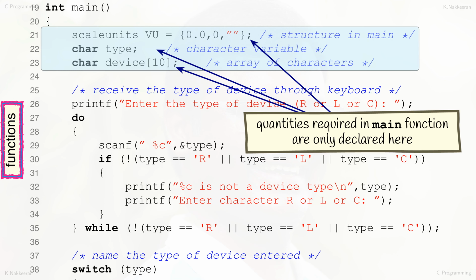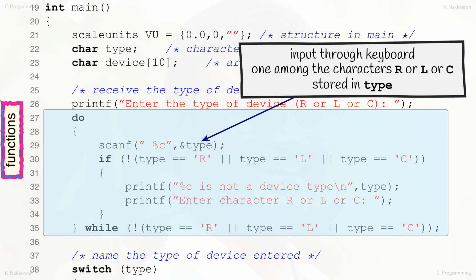In the main function, in lines 21 to 23, only those quantities required within the main function are declared. Those quantities required for the conversion are not required here in the main function and are to be declared locally in the valUni function. In the main function, using line 29 scanf statement within the dual repetition statement, one among the characters RLC input through the keyboard is stored in the memory location of the variable named type.